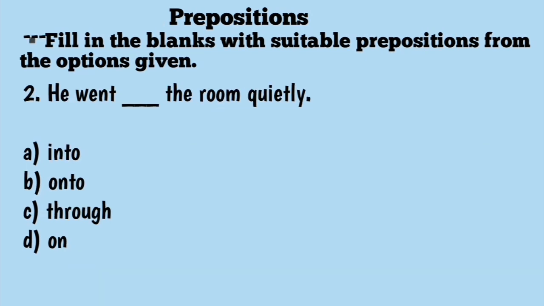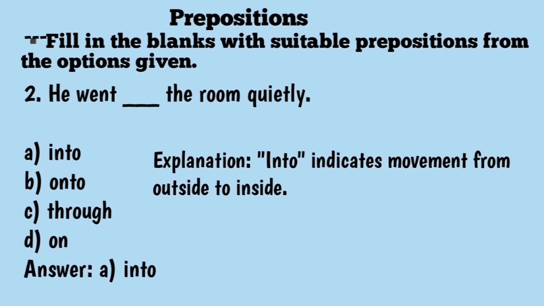Next, he went dash the room quietly. Option A, into. Option B, onto. Option C, through. Option D, on. Answer is option A, into. Into indicates movement from outside to inside.